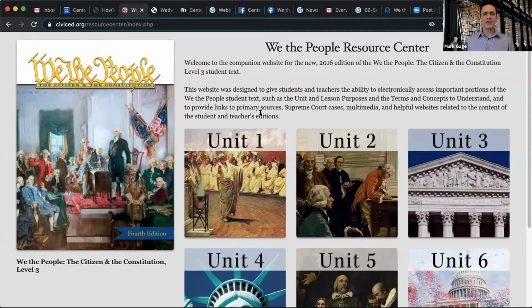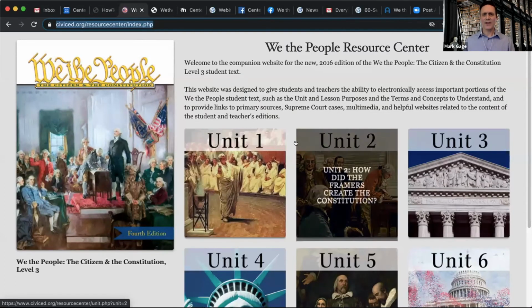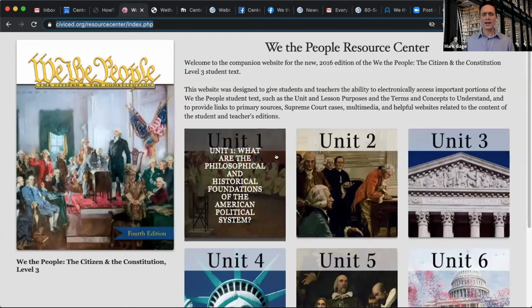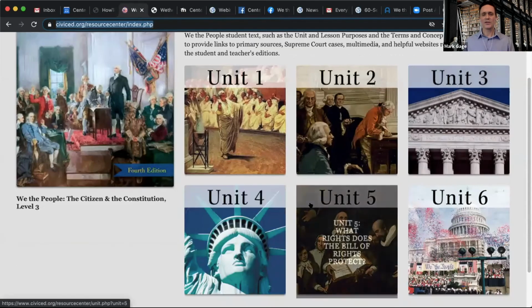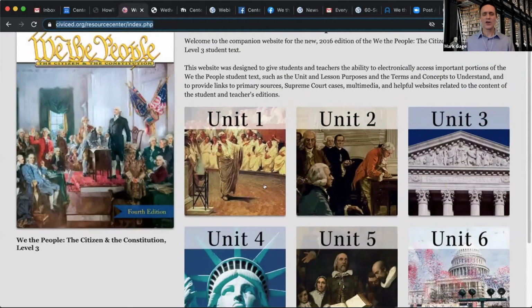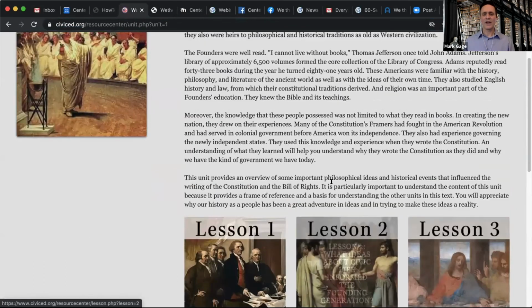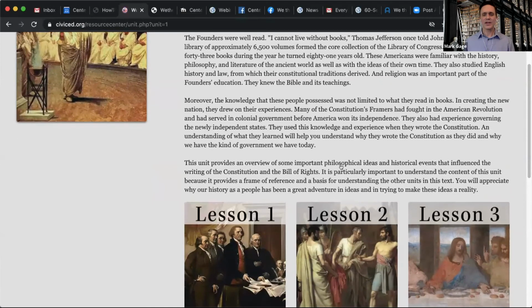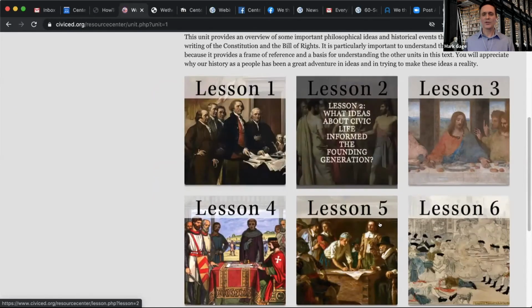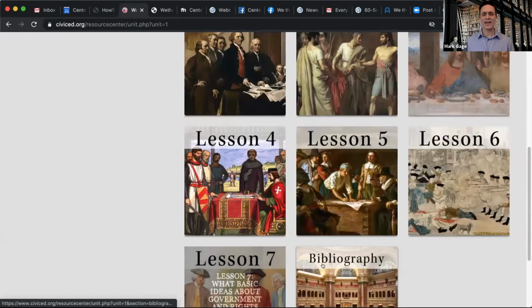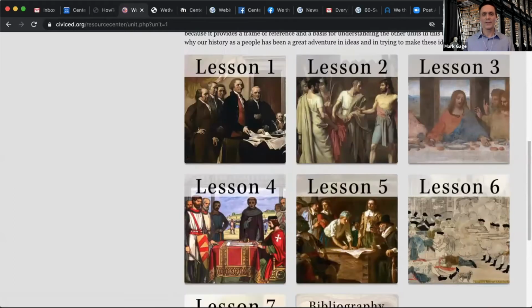So you'll notice, and this is at civiced.org/resource center, that it is divided into 6 units. Here are all the 6 units of the book. Let's go ahead and just go into one of the units. And the units are divided into the different sections. So you've got lesson 1, 2, 3, 4, 5, 6, and 7, and a bibliography for the unit.